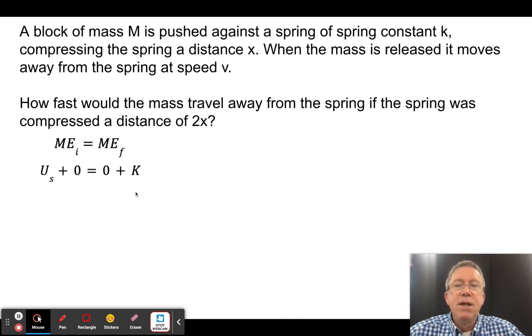But afterwards, we can assume that the spring energy is going to go to zero and transfer it all into kinetic energy. So now let's just go ahead and say, basically what we're going to have is U_S initial is going to equal the K final. So let's just substitute these with their equations.